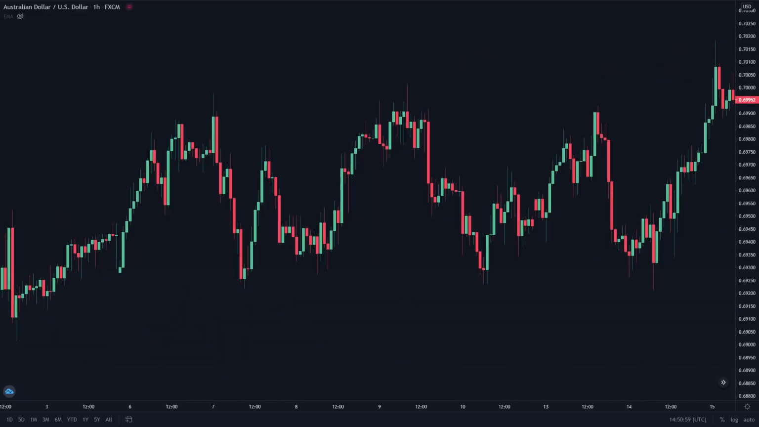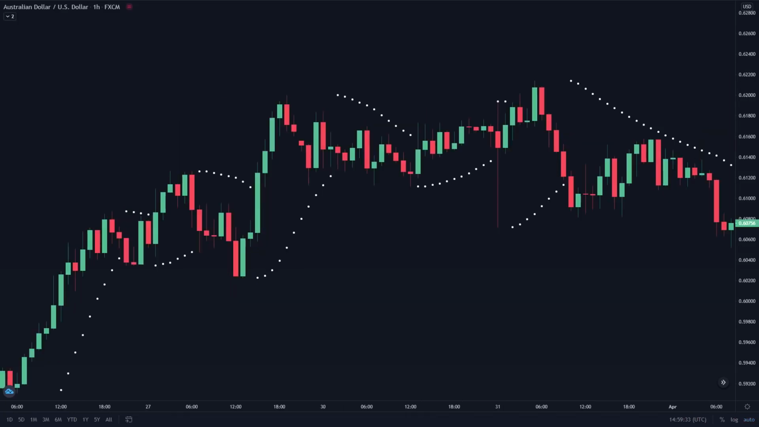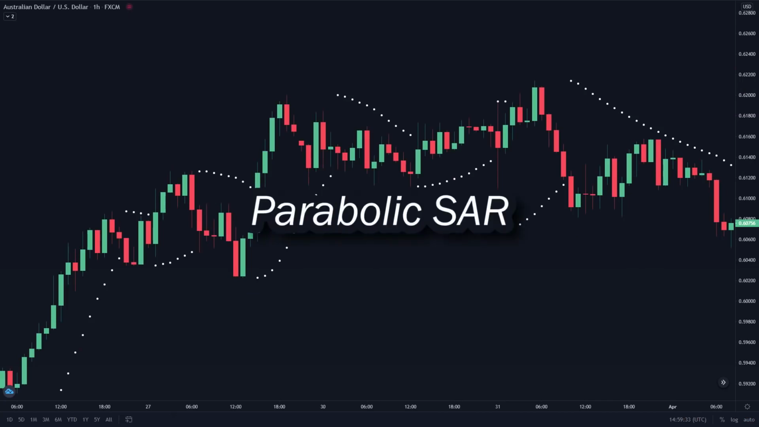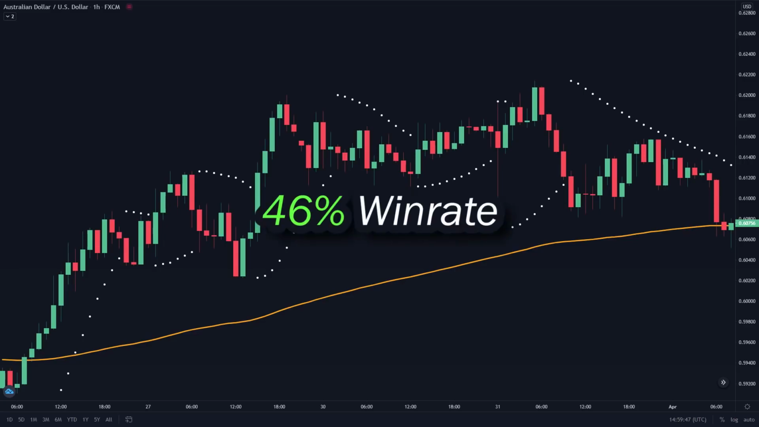Another moving average strategy that you can use is by combining the 200 exponential moving average with any indicator and automatically increase its win rate. Let me give you an example. If you're trading only using the parabolic SAR, it will give you a win rate of only 38%. But if you combine it with a 200 EMA, it will increase the win rate to 46%.